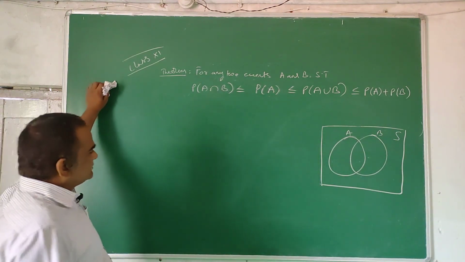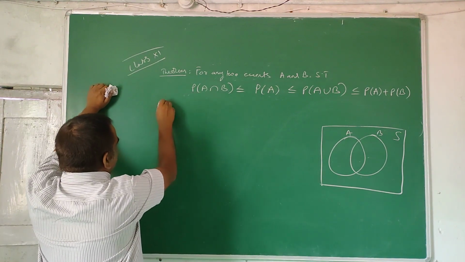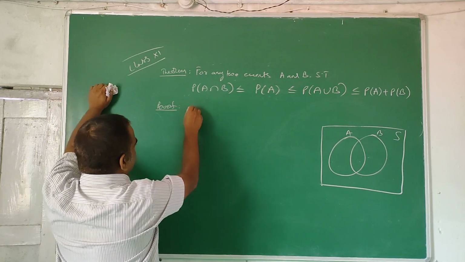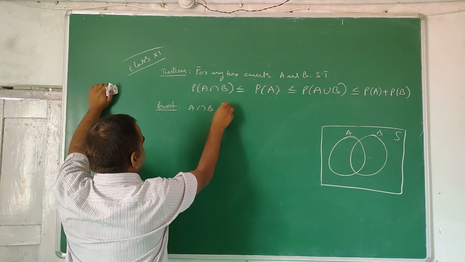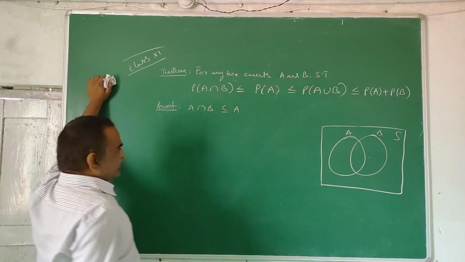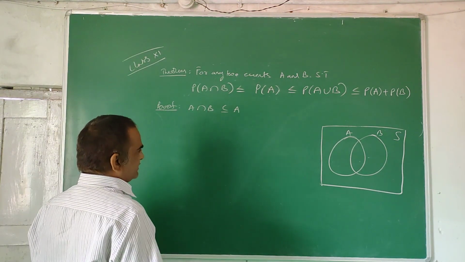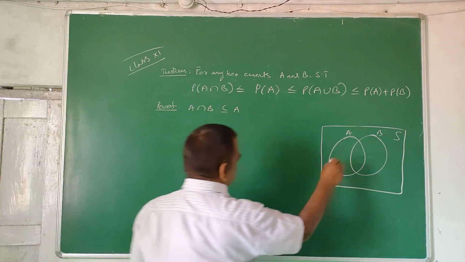So now we are going to prove this. We know that A intersection B is a subset of A. So if you see the diagram, it will be very clear for you. A intersection B is this.